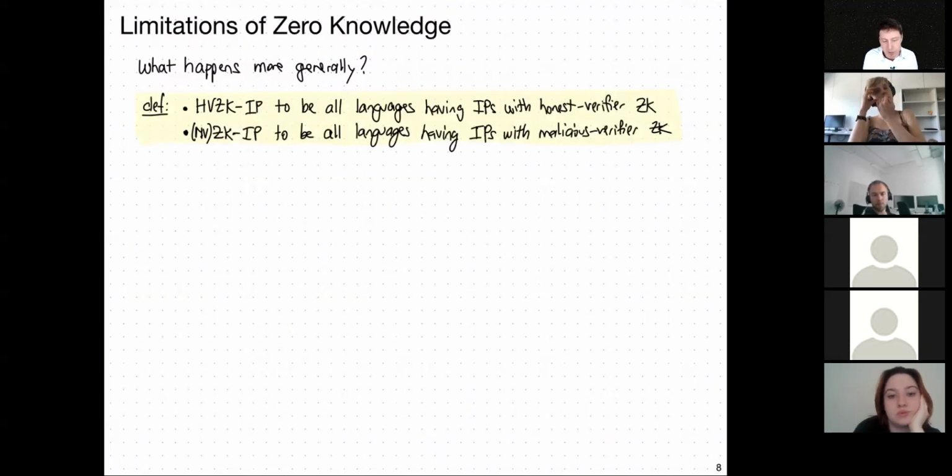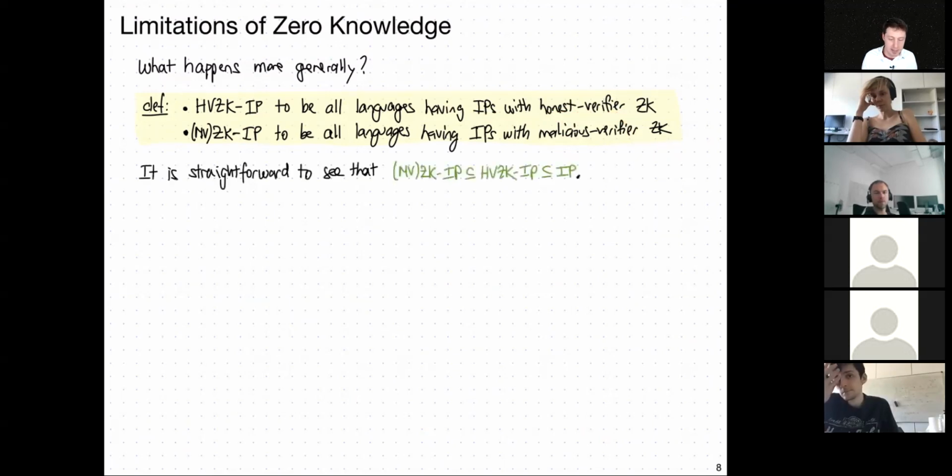So here you could define these complexity classes to be all languages that have interactive proofs with Honest-Verifier zero knowledge and Malicious-Verifier zero knowledge, right? And it's pretty easy to see that whatever these classes are, there are trivial inclusions: if I add Honest-Verifier zero knowledge, I cannot get a larger set. At best, it's a subset. And ditto, if I put Malicious-Verifier zero knowledge, it's an additional requirement, so I'll get a potentially even smaller set, right? But the question is, how do they really compare?